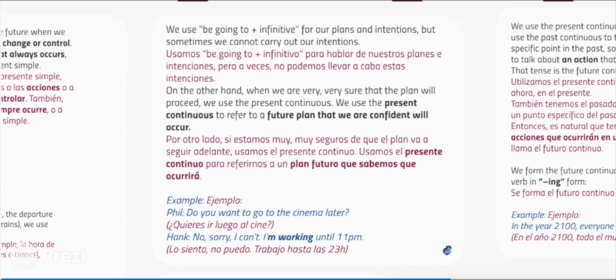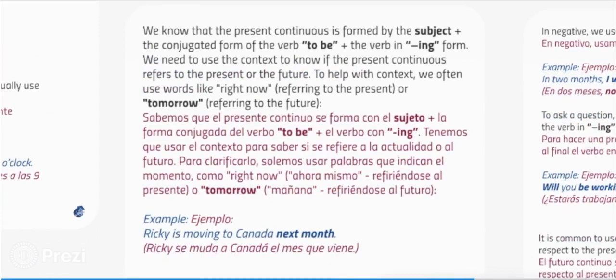Example. Phil: Do you want to go to the cinema later? Hank: No, sorry, I can't. I'm working until 11:00 p.m. We know that the present continuous is formed by the subject plus the conjugated form of the verb to be plus the verb in ing form.